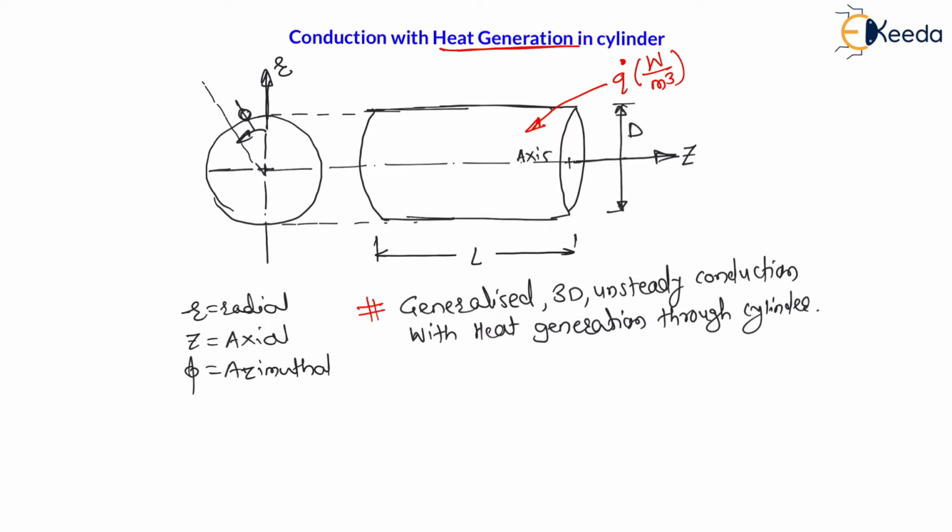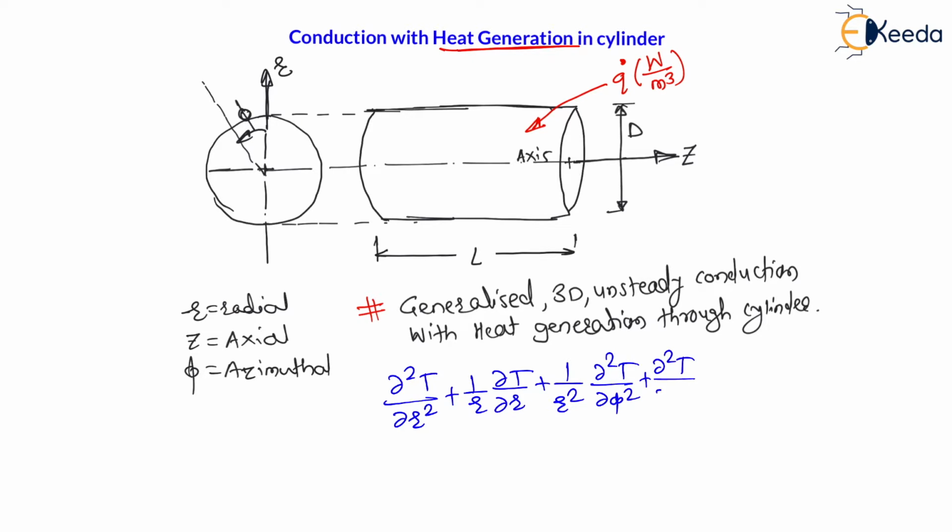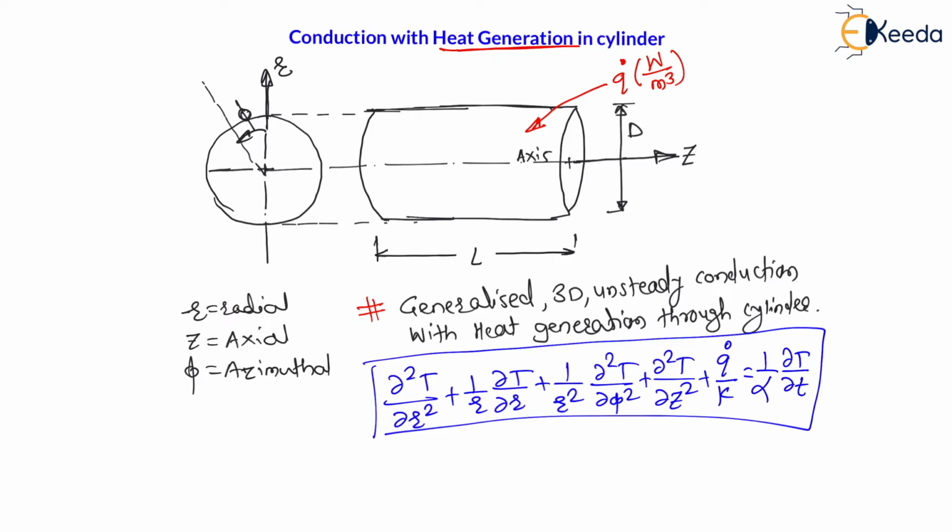The generalized equation for the cylinder with heat generation for three directional and unsteady. The three directions are radial direction, axial direction, and azimuthal direction. The equation becomes ∂²T/∂r² + (1/r) ∂T/∂r + (1/r²) ∂²T/∂φ² + ∂²T/∂z² + q̇/k = (1/α) ∂T/∂t. This is the generalized expression for cylindrical coordinates.